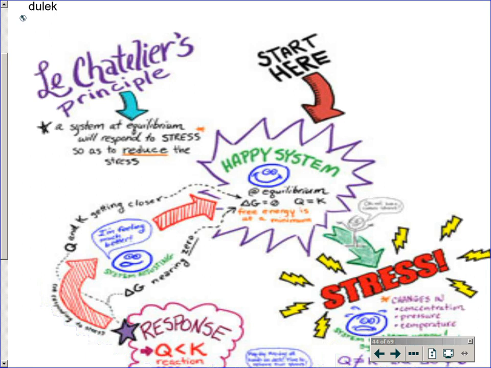I'll give you a tip. This system is a lot simpler than your life. Your life, you can respond to stress in 100 different ways. The only way that this equilibrium reaction can respond to stress is to shift left or shift right.